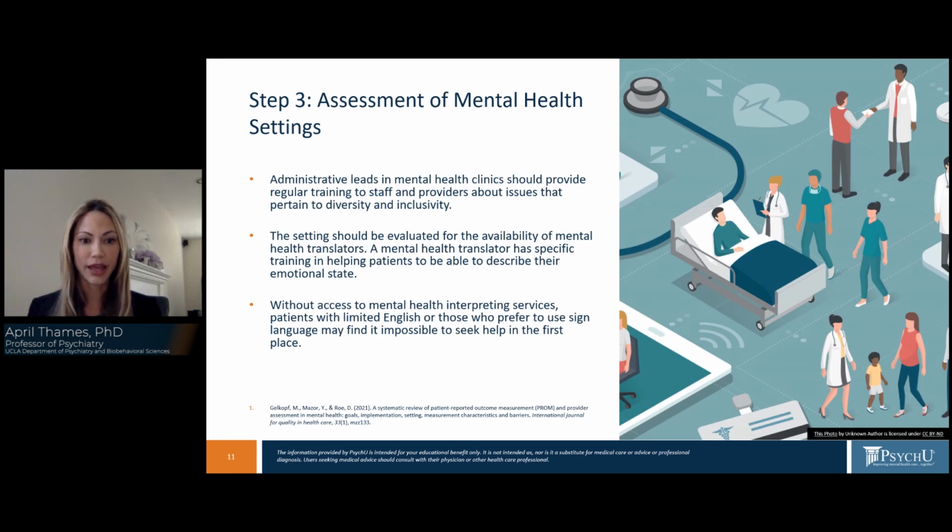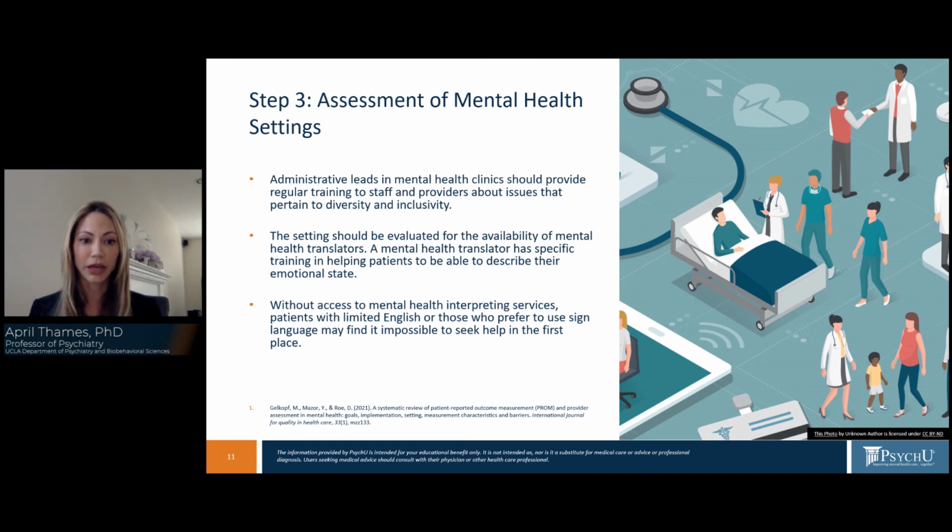And try to help them think about, well, what are some alternatives to that? And in addition to thinking about insurance, we need to think about within the setting that we work in, are the administrative leads committed to cultural competency and diversity and inclusivity training? And this is really easy to find out, whether there's training or not. And if there's not, I think it's important to ask why.